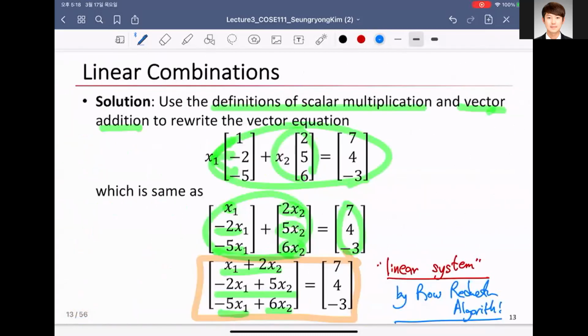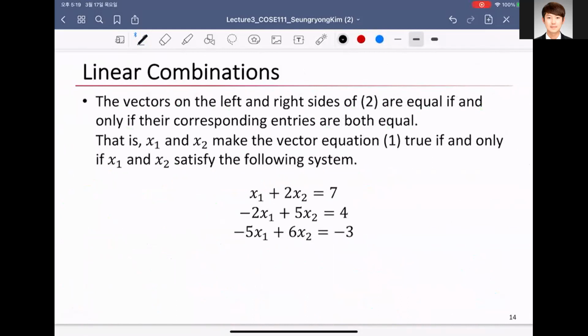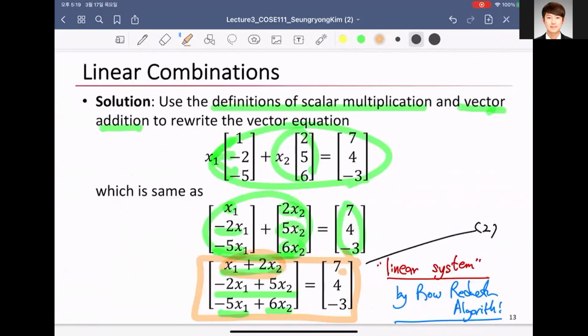This part we will call equation 2, to explain it later. The vectors on the left and right side of equation 2 are equal if and only if their corresponding entries are equal. We already discussed this one. This one should be the same as this one. This one should be the same as this one. This one should be the same as this one. Corresponding entries, right?